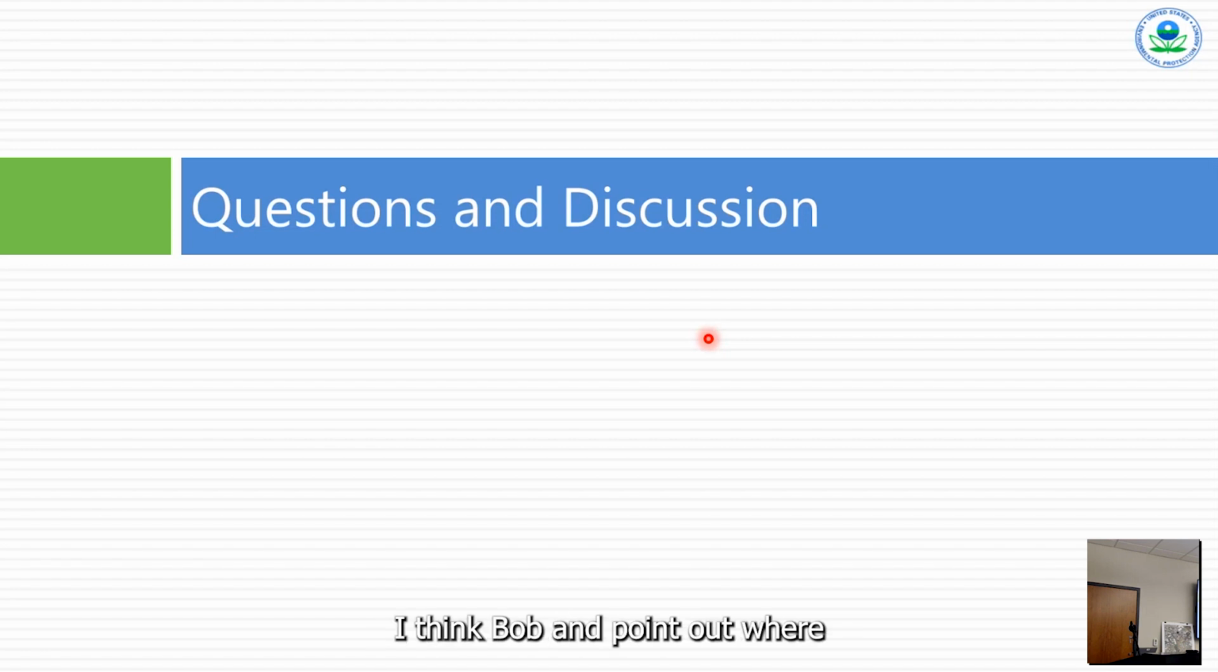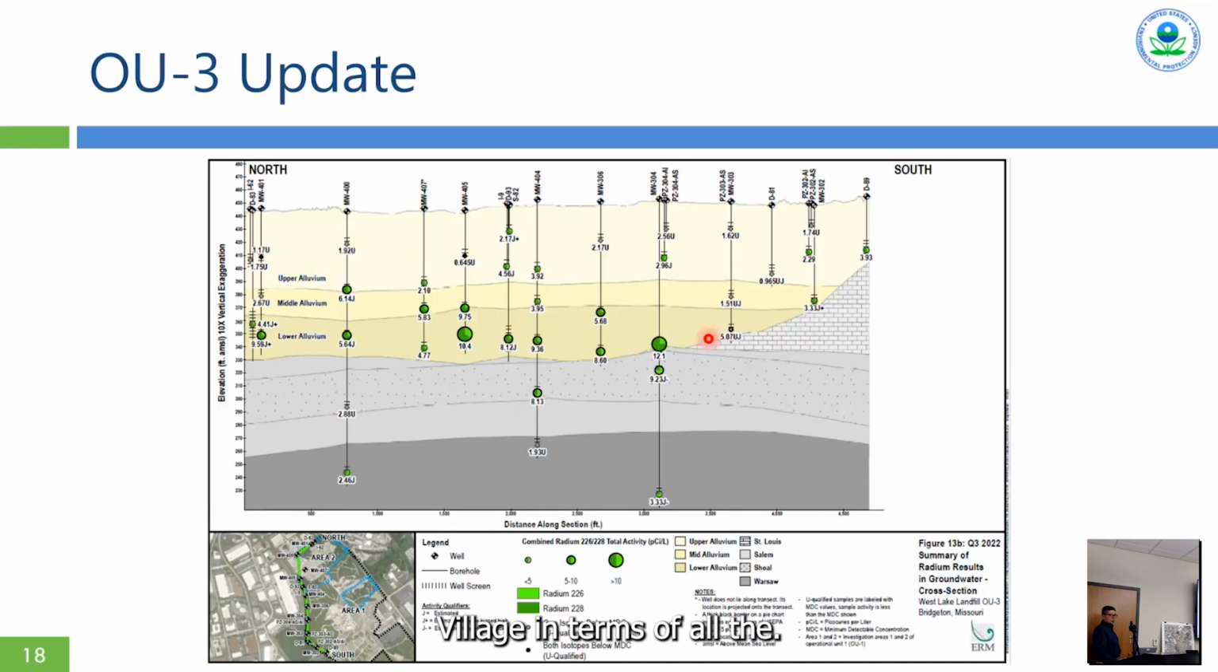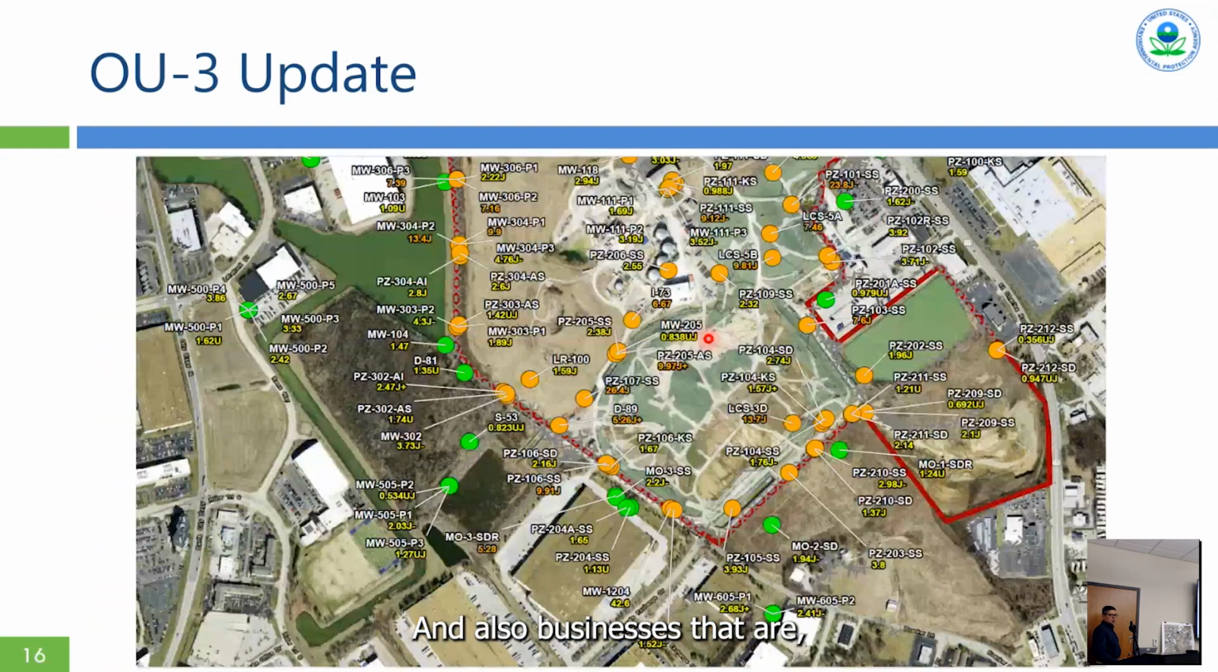I think Bob was saying, could you throw up maps again and point out where Spanish Village subdivision is, because most of it's cut off. We've seen some of that. Go ahead and put that up. Put the maps for Spanish Village in terms of old streets, I don't know where that is. And also the businesses.